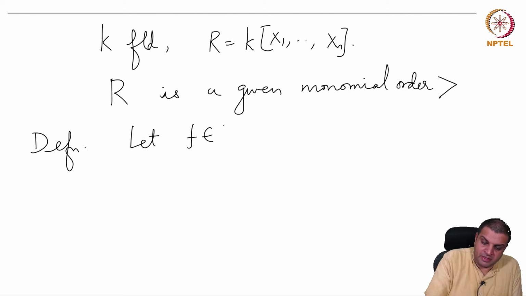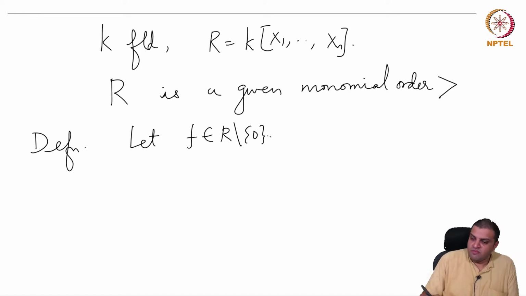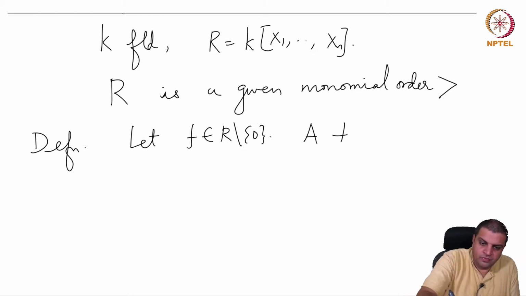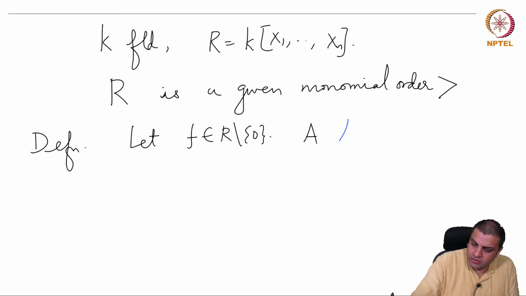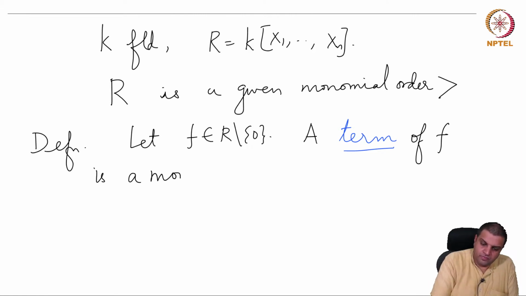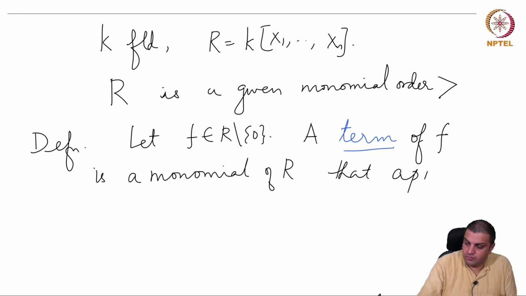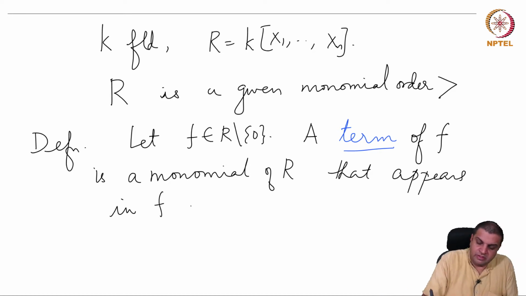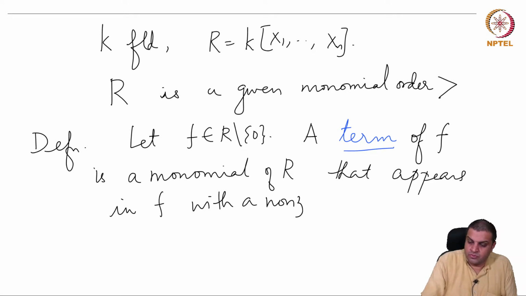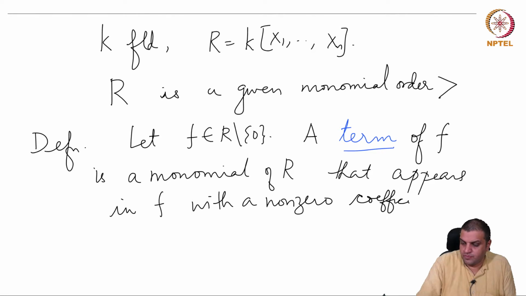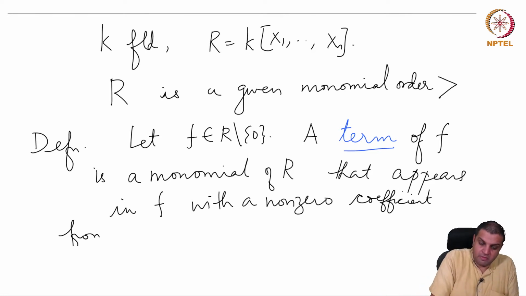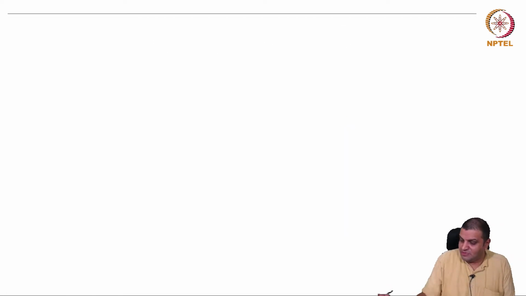Let f be a non-zero polynomial. A term of f is a monomial of R that appears in f with a non-zero coefficient from K. Okay. What exactly we want to emphasize with that?